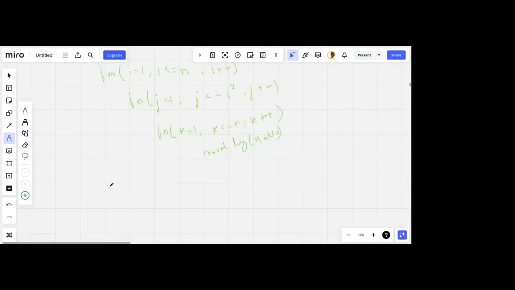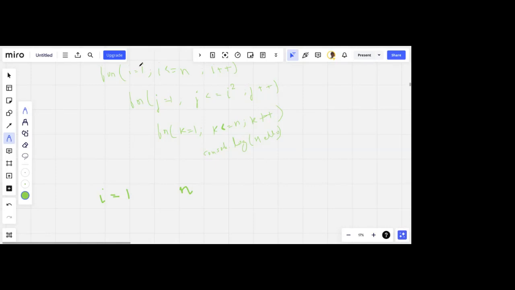So when i is equal to 1, how many times will hello be printed? Come on guys, in the chat. When i equal to 1, how many times will hello be printed? N times, right? Because this is k less than equal to n. So n times hello will be printed. Is this clear to everyone? N times is clear.